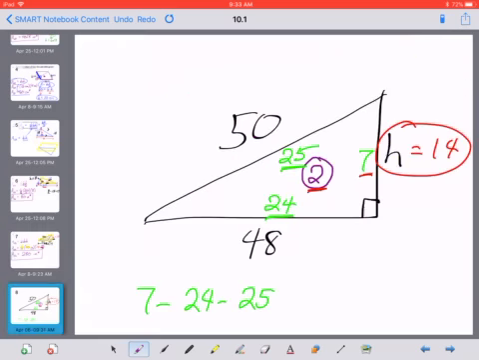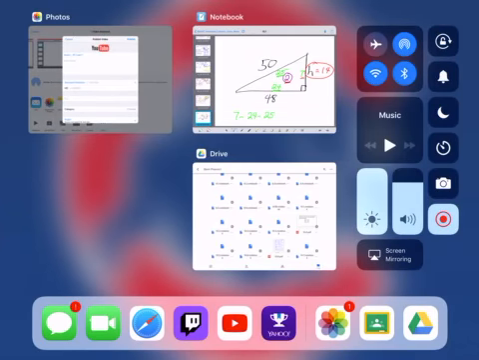And that, everybody, is a wrap on Chapter 10, Section 1. So give that worksheet a shot. Let's see how we do.